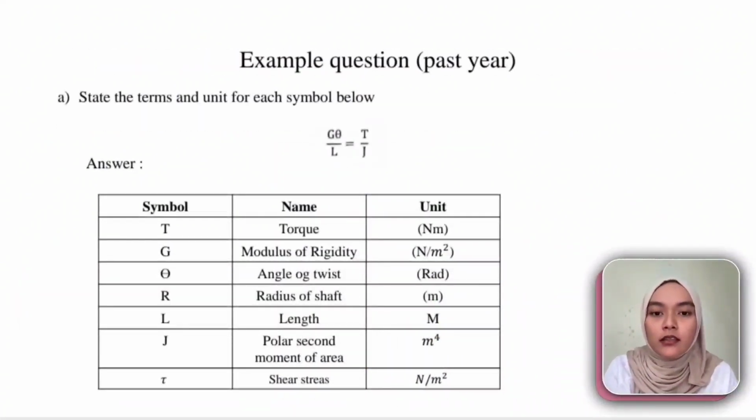Example question. A. State the terms and unit for each symbol below: G theta over L equals T over J. The answer is T is torque, Newton meter. G is modulus of rigidity, Newton per meter squared. Theta is angle of twist, radians. R is radius of shaft, meter. L is length, meter. J is polar second moment of area, meter to the power of 4. Last, tau is shear stress, Newton per meter squared.